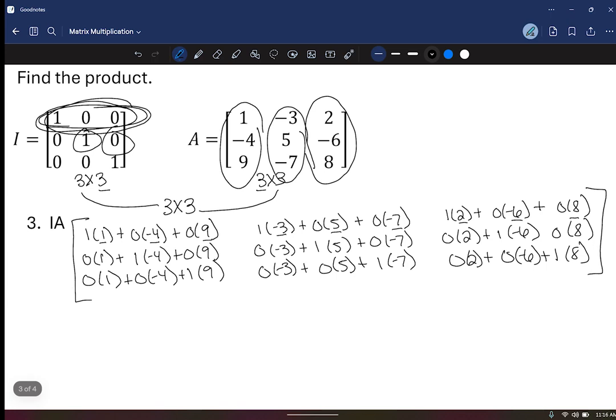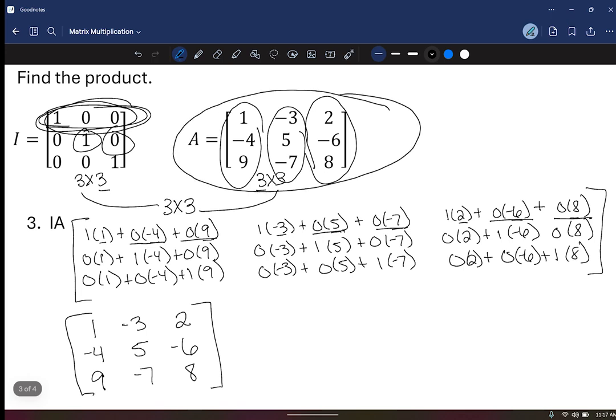So if I add all of these up, these first ones are going to be 0, 0, so this is just 1. These second ones right here, 1 times negative 3 is negative 3. Again, 0, 0, so my third is 2. Then you're going to get negative 4, 5, negative 6, 9, negative 7, 8, and this should look familiar to you because it is matrix A.